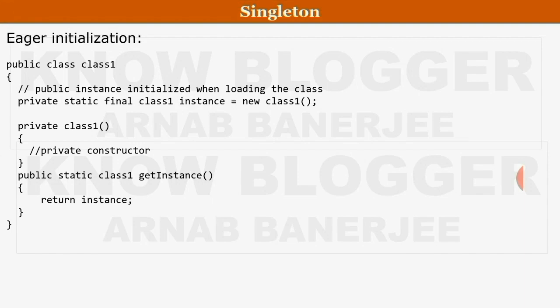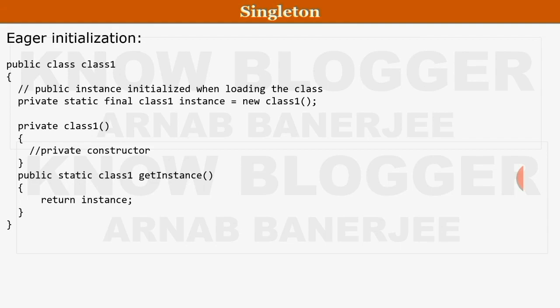Now we can see the code here. Public class Class1, where Class1 is the class name, and the second line is private static final Class1 instance equals new Class1. So instance is the variable name and Class1 is the type of the variable. The instance variable will contain the instance of Class1 and the access specifier is private, so it is not accessible from the outside.